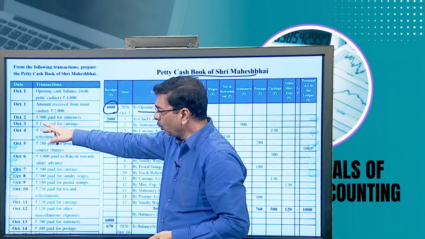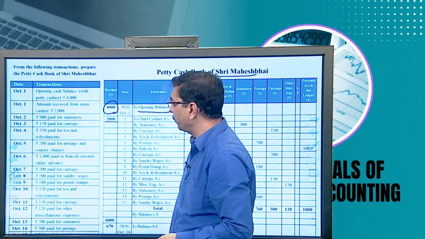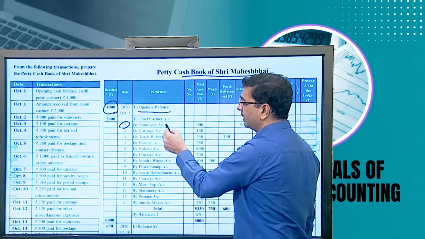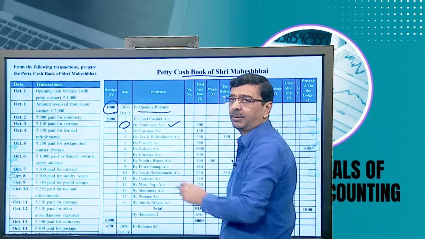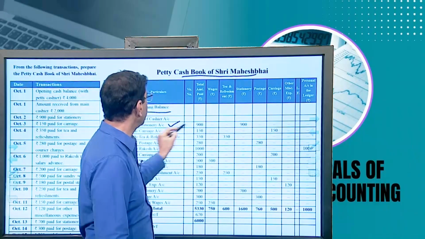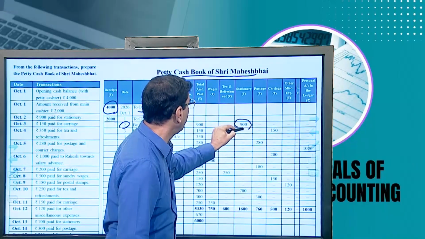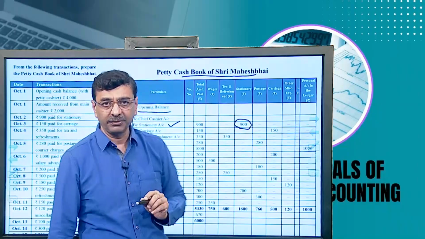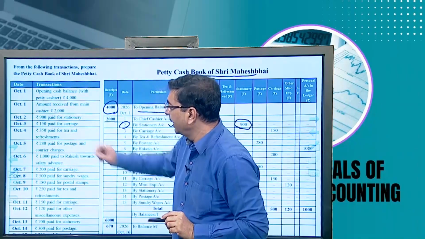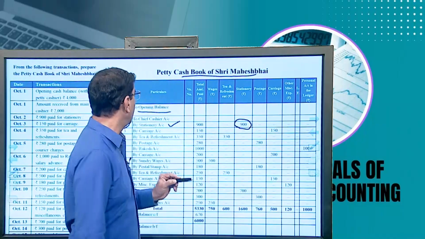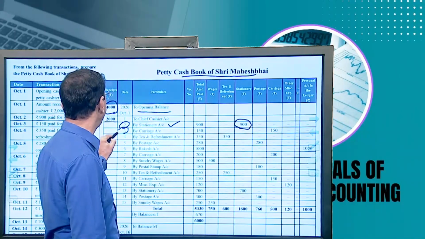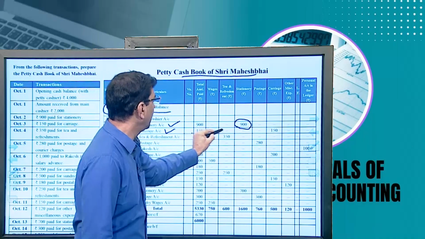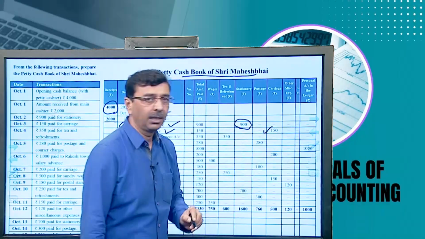Now October 2, 900 rupees paid for stationery. So on the 2nd we paid for stationery, so it's a stationery expense account. 900 will be in the total column, and in the stationery column we write 900 rupees. The remaining columns get a dash. So 900 rupees paid for stationery expense and it is the total. 150 rupees paid for carriage. The date is 3rd, carriage expense. The total amount is 150, and in the carriage column 150 rupees.